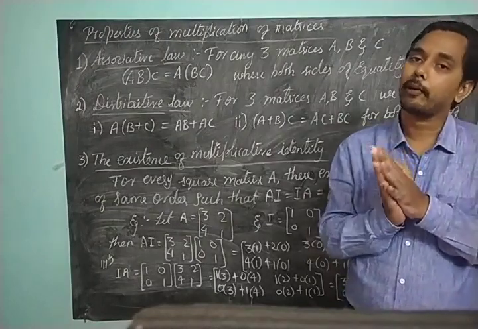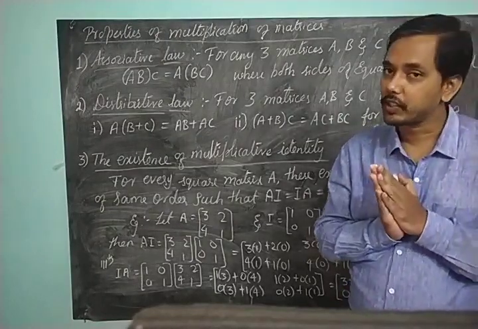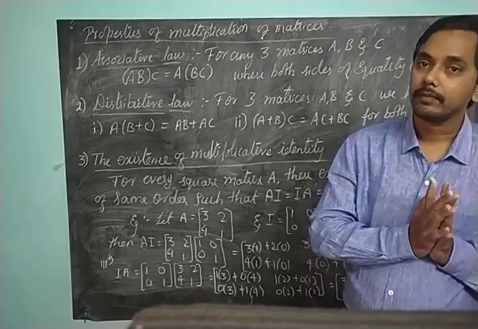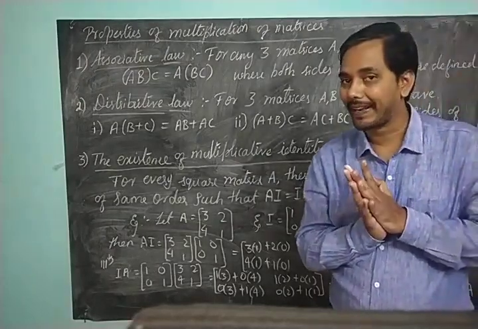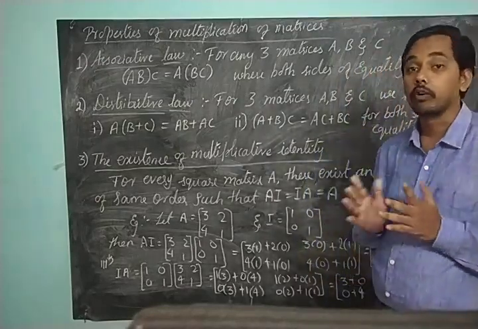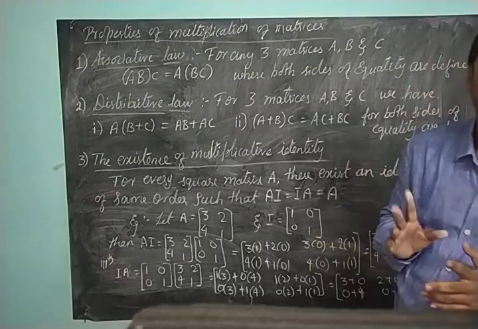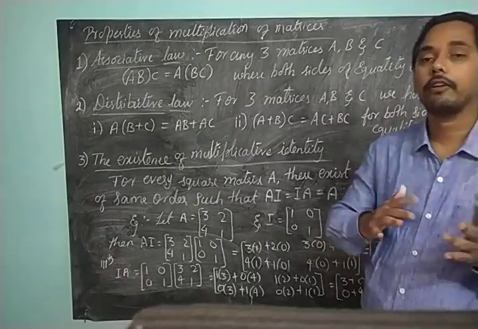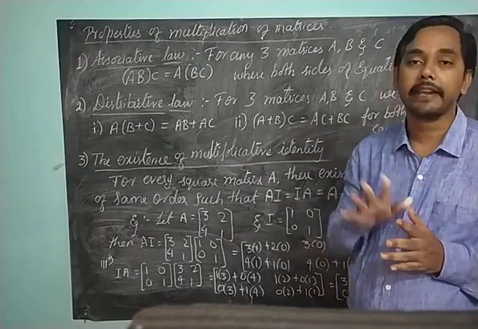And at the same time, I also cleared it. For addition, the identity matrix is a zero matrix, and for multiplication, it is the unit matrix. And what is a unit matrix? You can refer to my first video on matrices. In the first or second video, you will find different types of matrices explained very clearly.